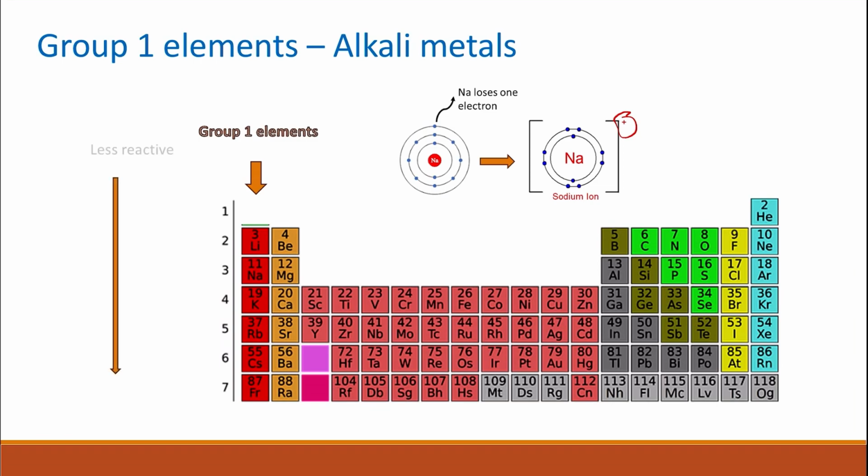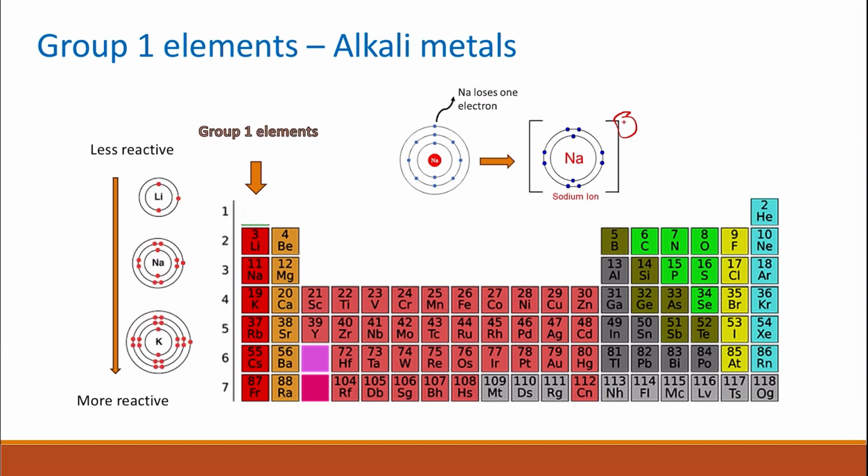As you go down the group, the element will become more reactive, and the reason behind that is because the outer shell electrons become further away from the nucleus, which is positively charged, so they will be less attracted to the positively charged nucleus, so the electron becomes easier to be lost, or the element will lose the electron more easily. So this is why they are more reactive.